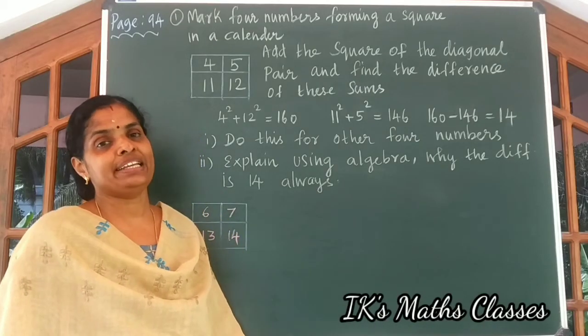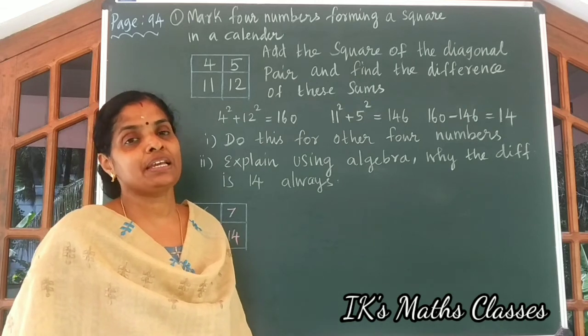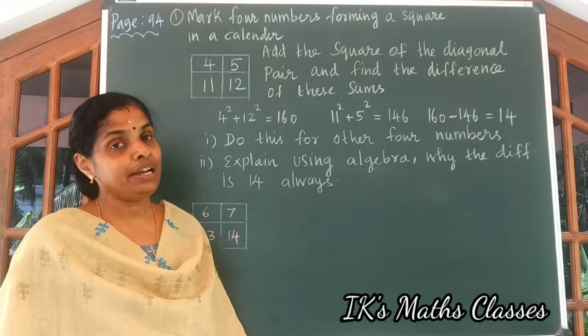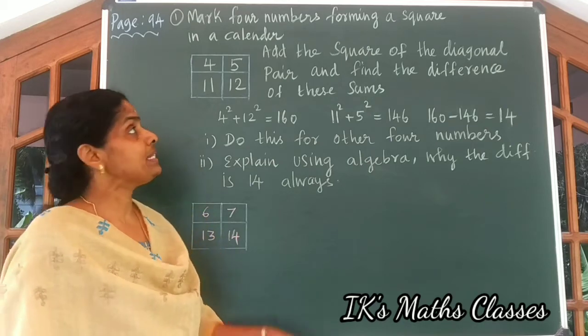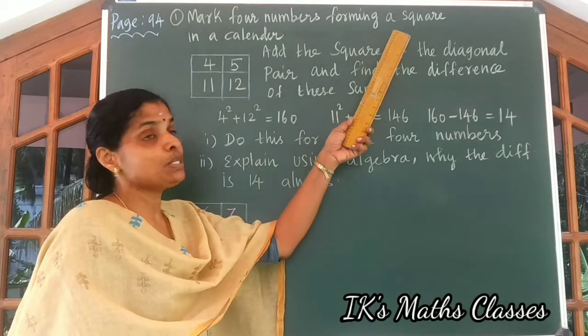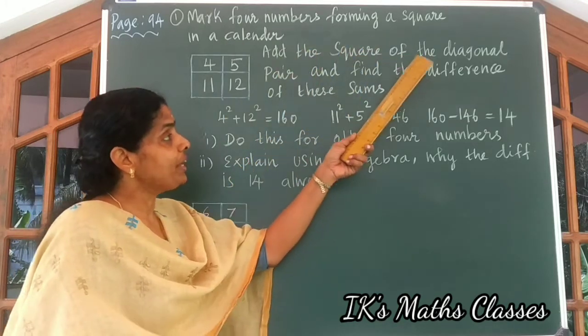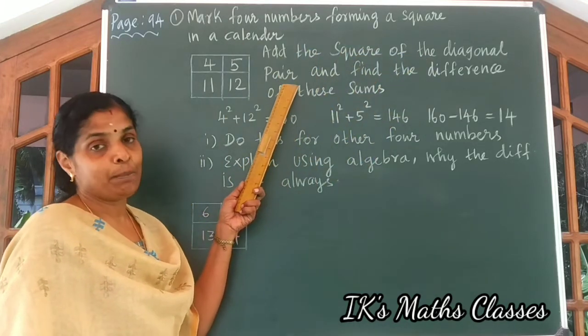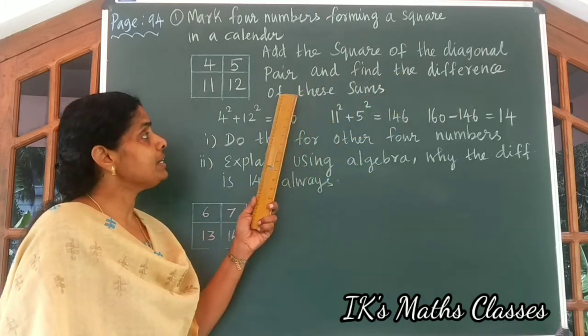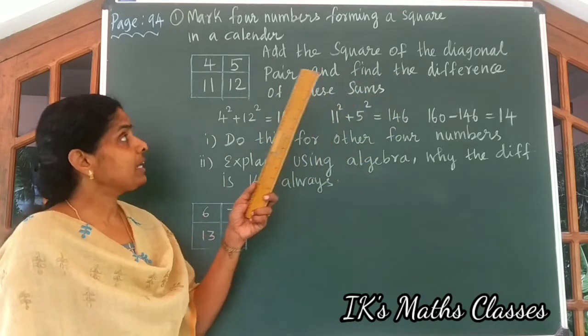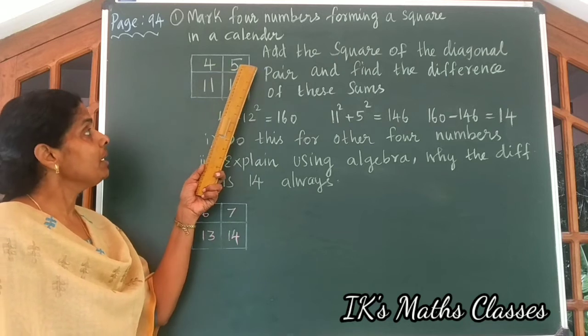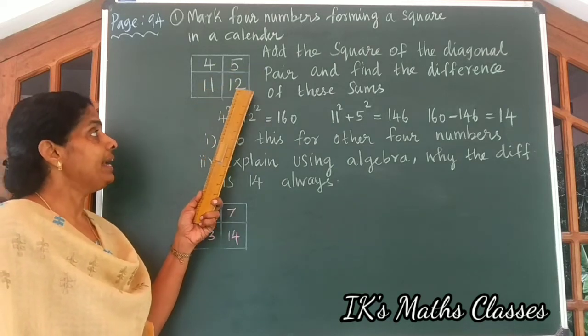12th part of Identities. Today I am discussing problems in page number 94. Look at the first question. Mark 4 numbers forming a square in a calendar. Add the square of the diagonal pair and find the difference of these sums. You are given the numbers 4, 5, 11 and 12.